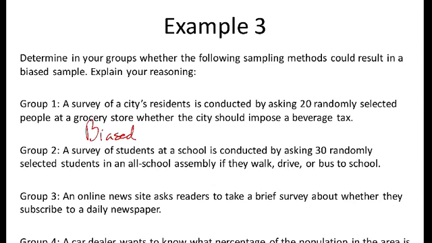Group 2, a survey of students at school is conducted by asking 30 randomly selected students in an all-school assembly if they walk, drive, or bus to school. I would say that's unbiased because everybody at the school has a chance of being selected. So freshmen, sophomores, juniors, seniors, and so you're going to get a wide variety.